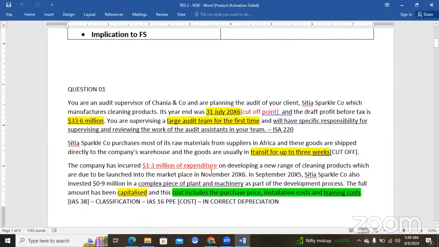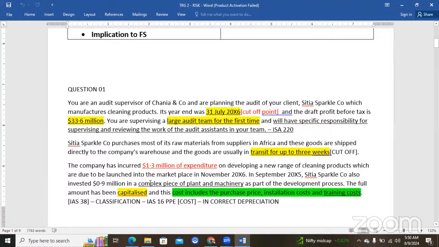Third paragraph, the company has incurred 1.3 million expenditure developing a new range of cleaning products which are due to be launched in the market in 2006. In September 2005, S company also invested 0.9 million in a complex piece of plant and machinery as part of the development process. The full amount has been capitalized, and that includes installation cost and training cost.